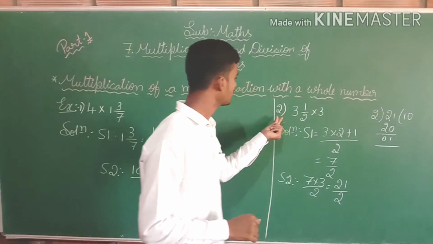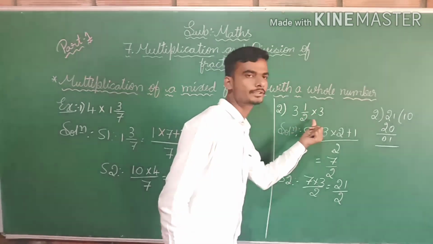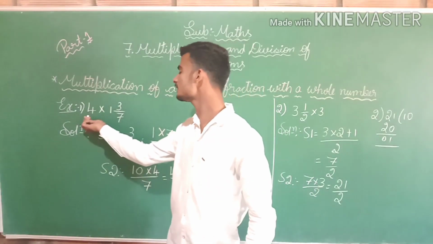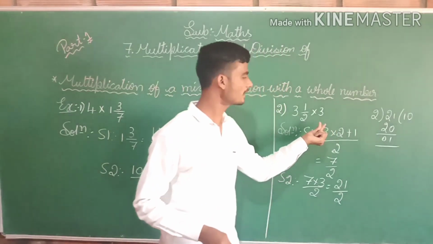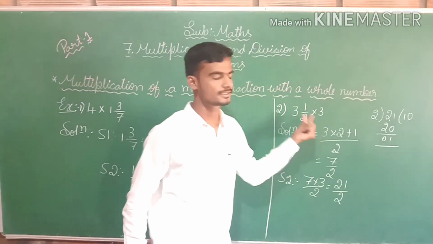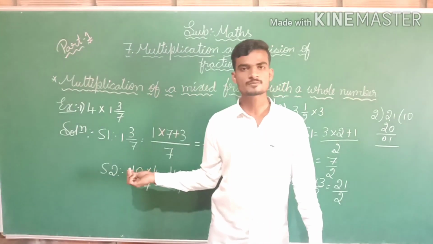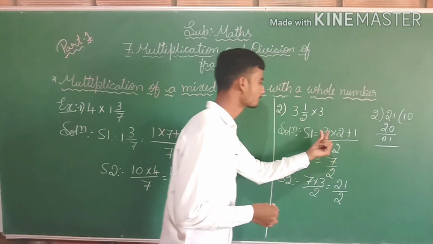Next problem I have taken, that is 3 whole 1 by 2 into 3. Okay, how to solve? See here, in the first problem they gave the whole number first, but here they have given the whole number in the next part. So how to multiply if a problem arises like this? See here, in step 1 what we did in the previous problem, the same way you have to follow here also.